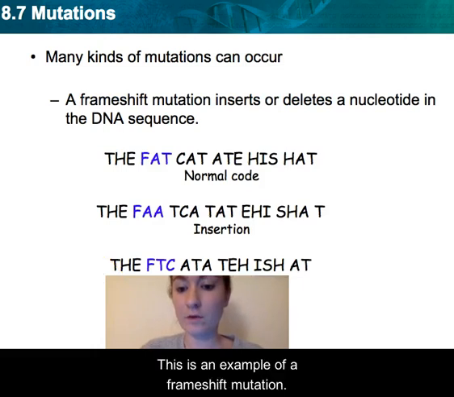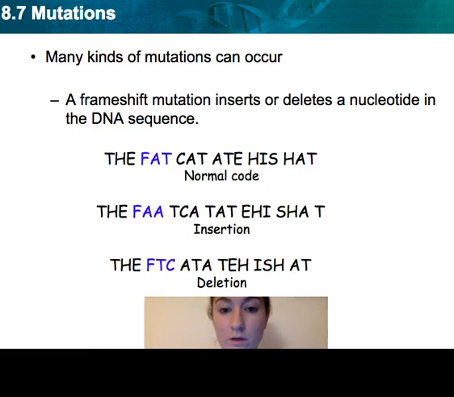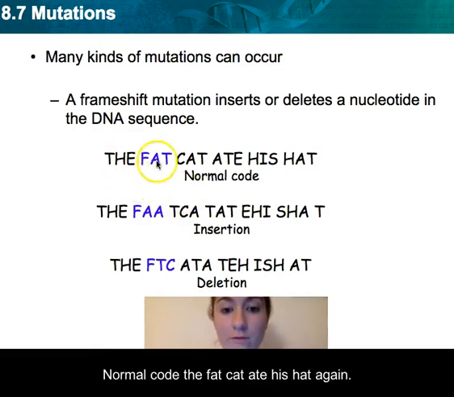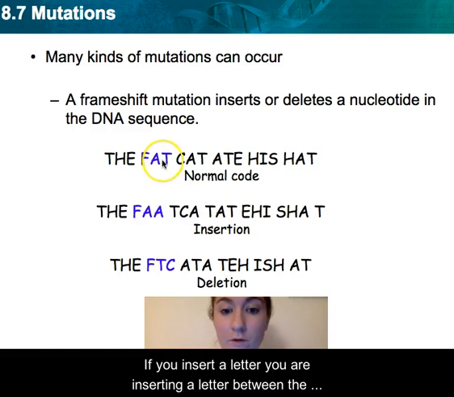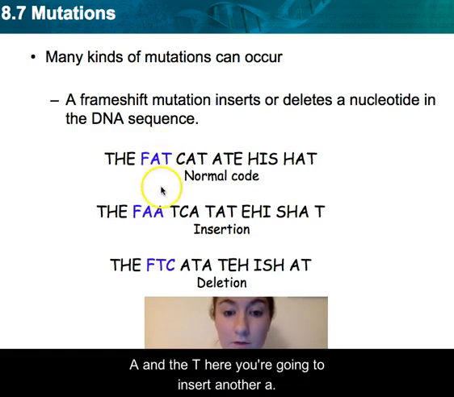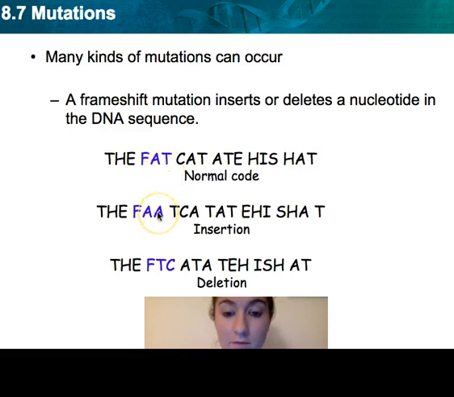This is an example of a frameshift mutation using sentences. The normal code: the fat cat ate his hat, again. If you insert a letter, you are inserting a letter between the A and the T here. You're going to insert another A. So: the, fa, tka, tat, e, shot.